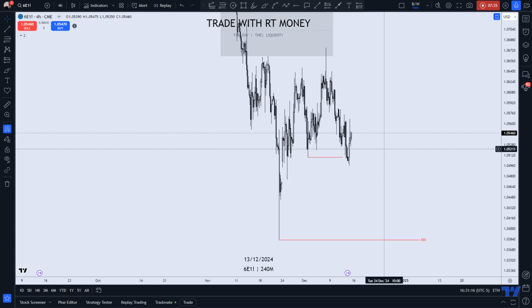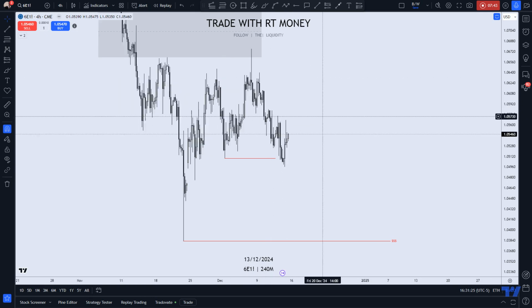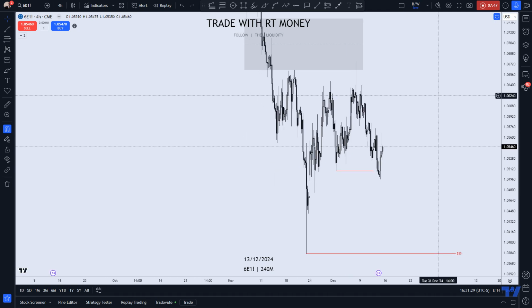I'm just going to wait till they develop. I'm not doing any buys here, not while the U.S. dollar is strong. I'm not doing any buys in the euro, so I'm looking for sells.